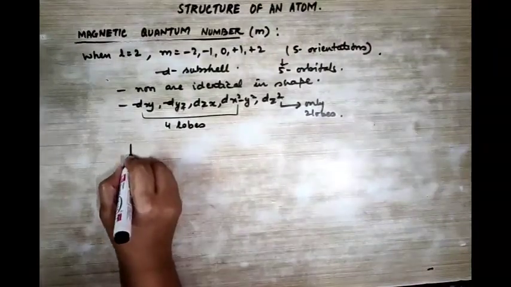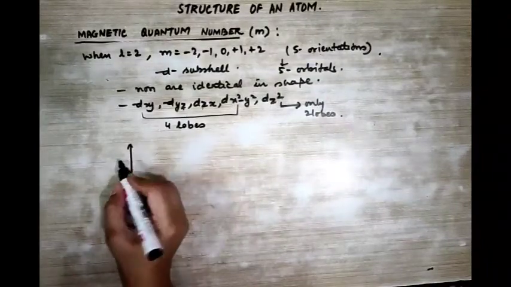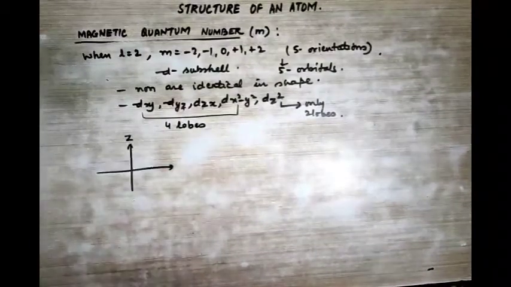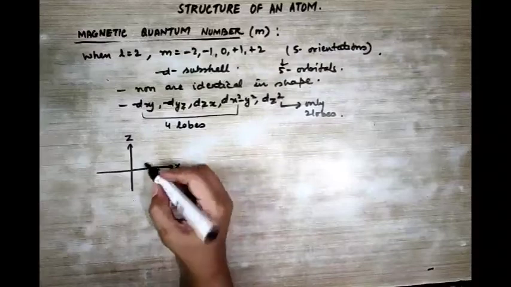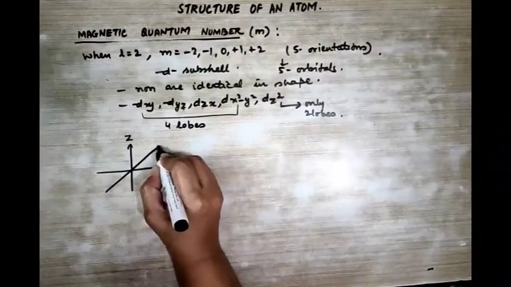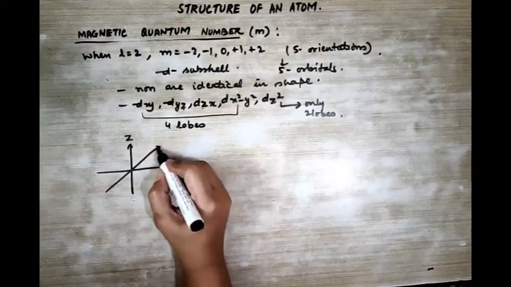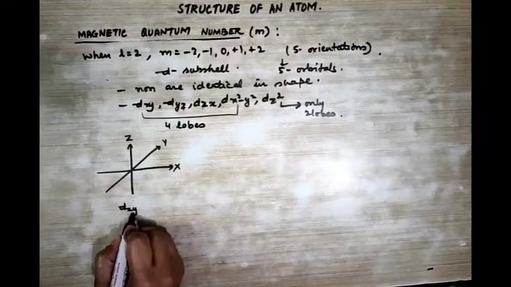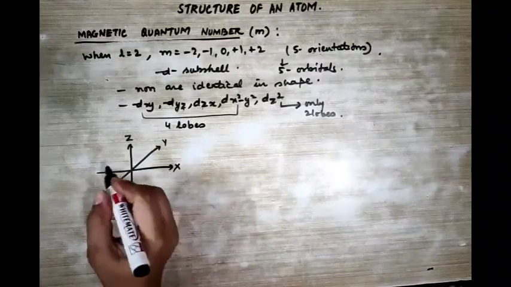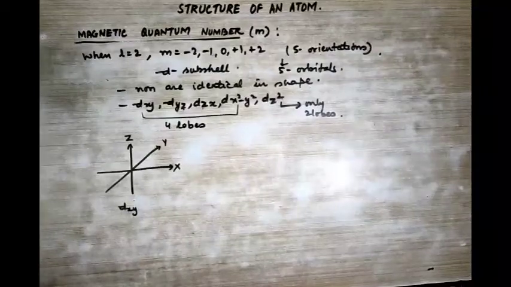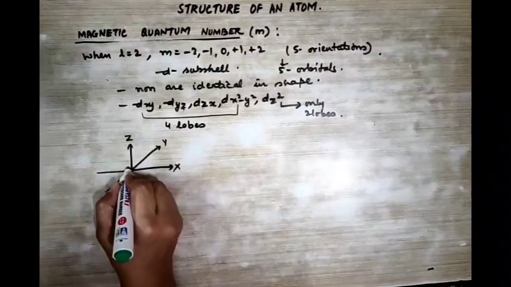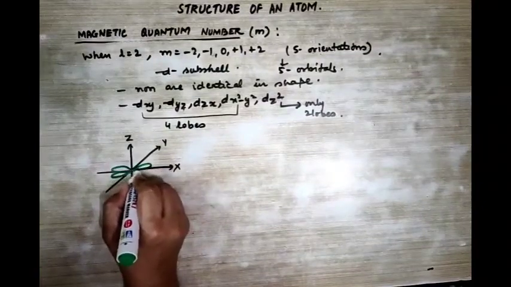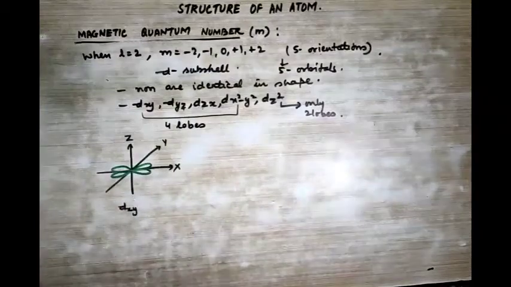So I'm going to draw for you and show it to you over here. So look at this. This is your z axis. This would be your x axis. This is your y axis. So I'm going to first draw dxy. So what did I say? Where will you find them? On the x axis, and they are double. Is that clear?